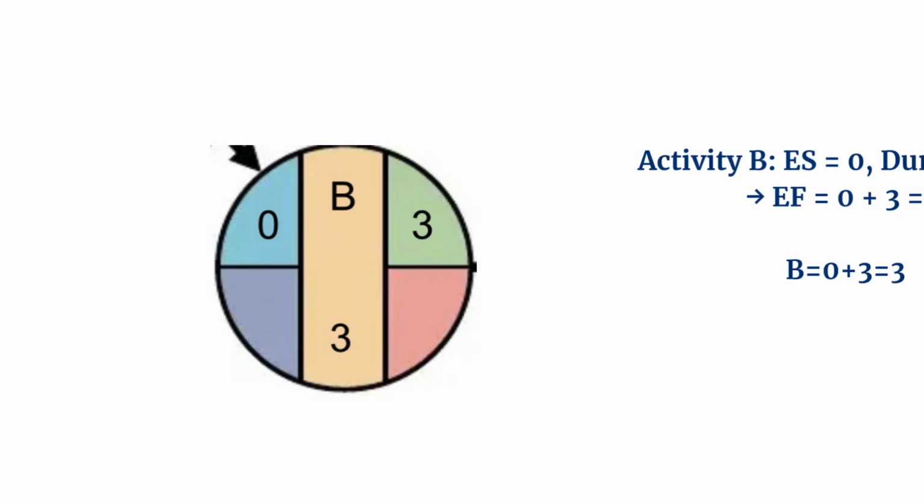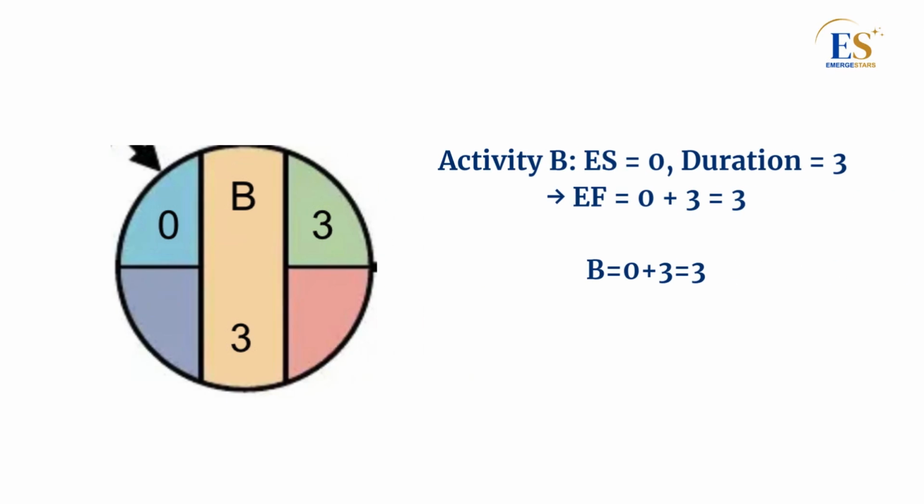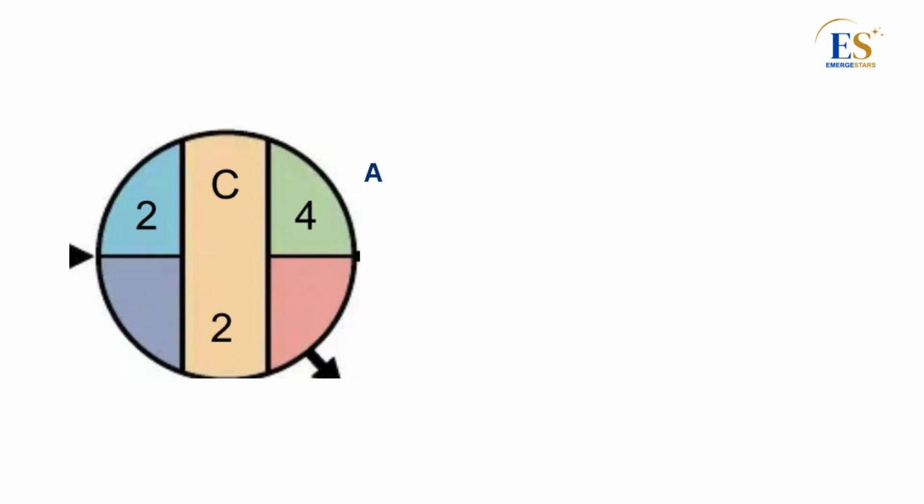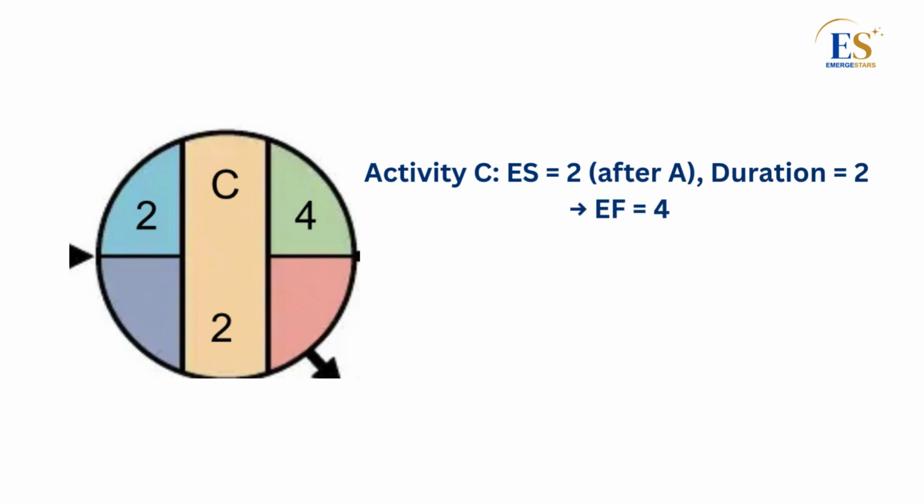Activity B also starts at 0 weeks. The duration is 3 weeks. We add 0 plus 3 equals 3. So the earliest finish for Activity B is 3 weeks. Activity C can only start after Activity A is completed. Since A finishes at 2 weeks, ES for C is 2. The duration of C is 2 weeks. We add 2 plus 2 equals 4. So the earliest finish for Activity C is 4 weeks.